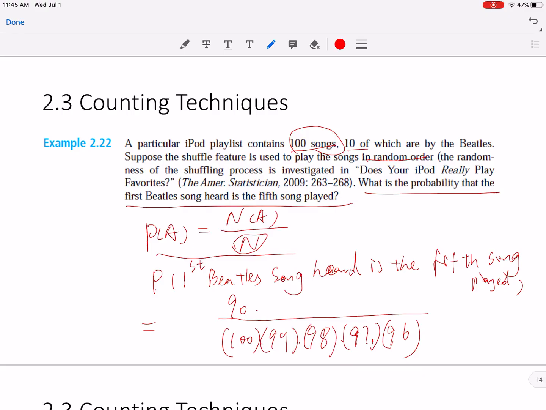And then, for the second one, the second song is not coming from the Beatles. How many songs are left that are not coming from the Beatles after the first one? There will be 89 of them left.